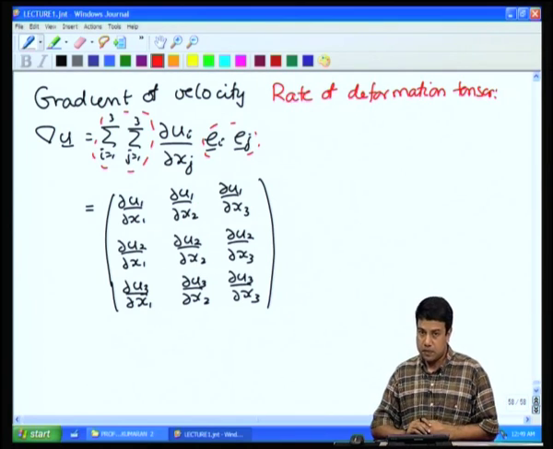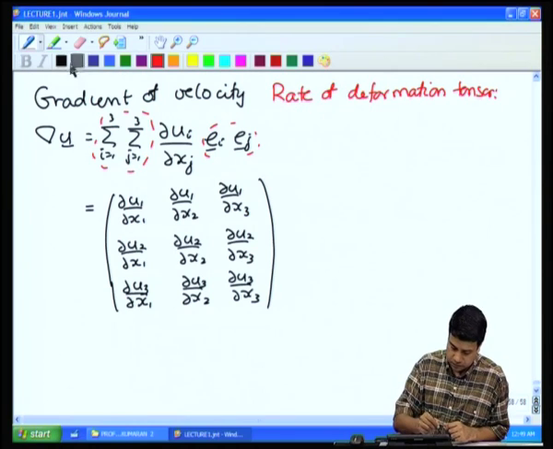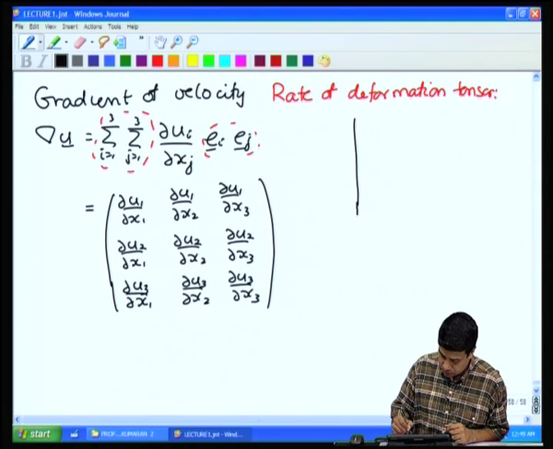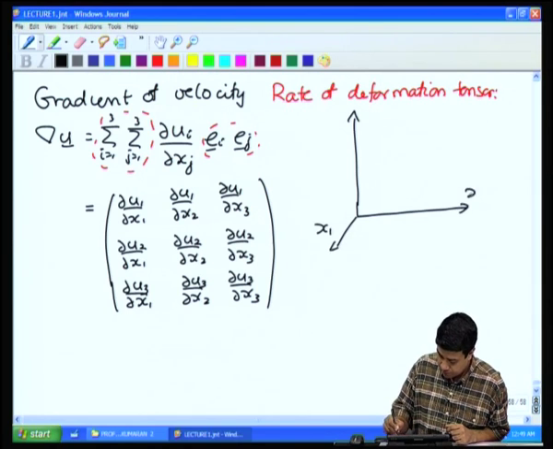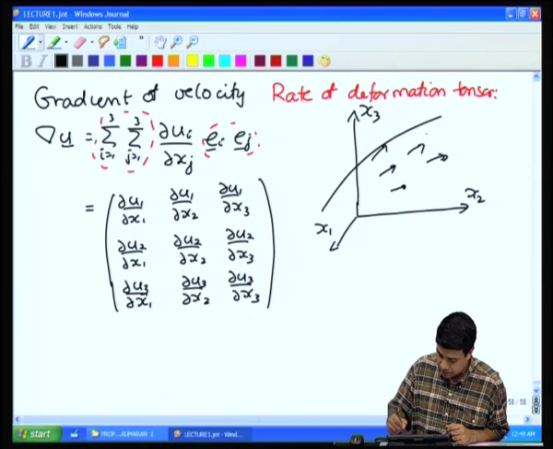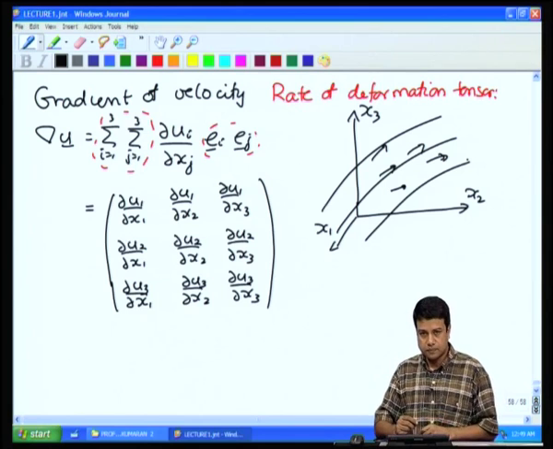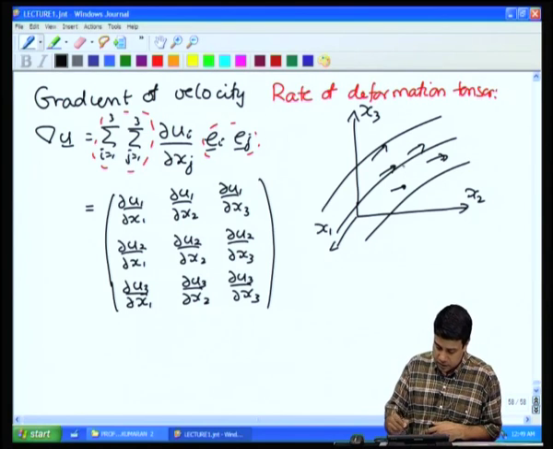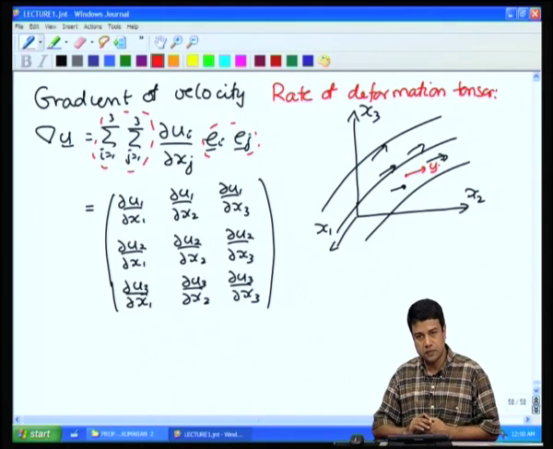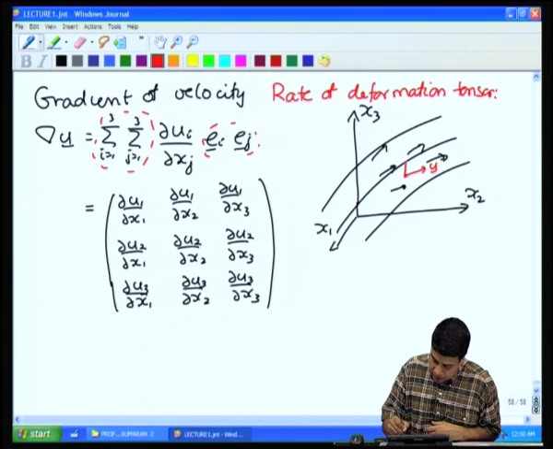What is the physical implication of this tensor? If I have a coordinate system and there is some velocity field with a velocity vector defined at each point within the flow, so there is some fluid flow that is taking place. If I look at one particular location, I have some velocity u. I go a small distance delta x in some direction.